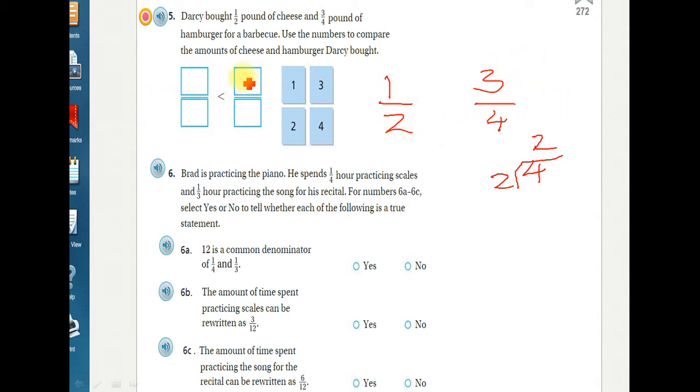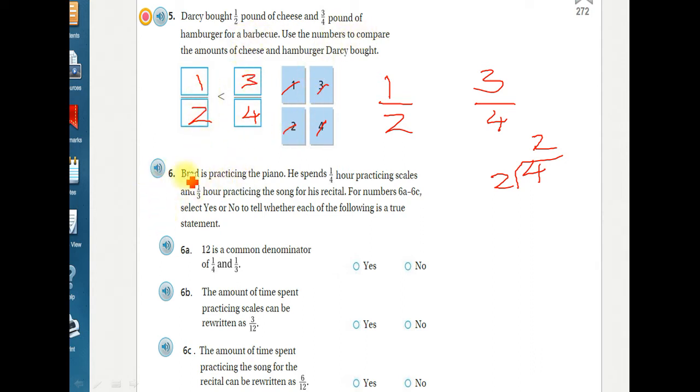So if 3/4 is bigger than 1/2, 3/4 is going to go over here. And see, the open side is towards the larger fraction, and 1/2 is going to go over here. Now we've used the 1, the 2, the 3, and the 4, and we filled it in to make a mathematical statement that's true. If we were reading this, we would say 1/2 is less than 3/4. So that's all it was asking us to do, compare 1/2 and 3/4.